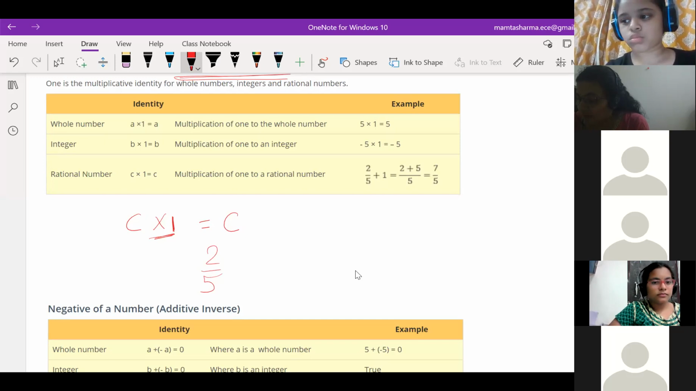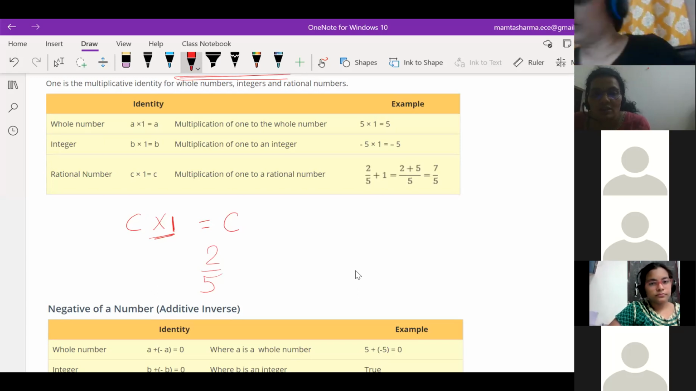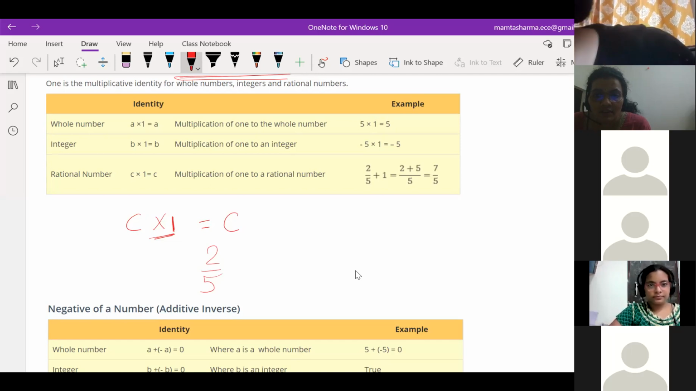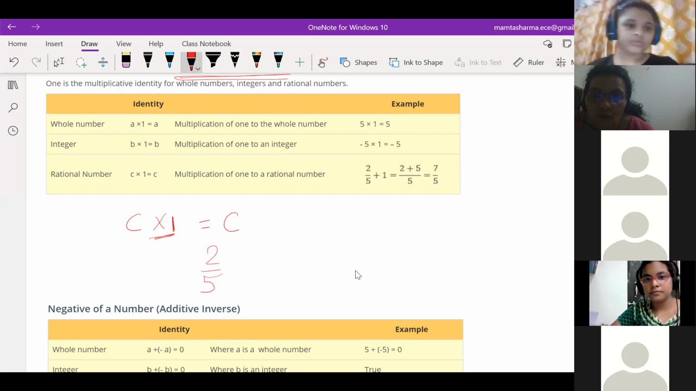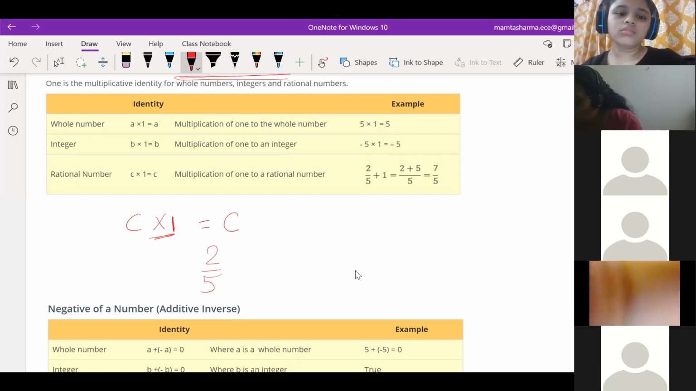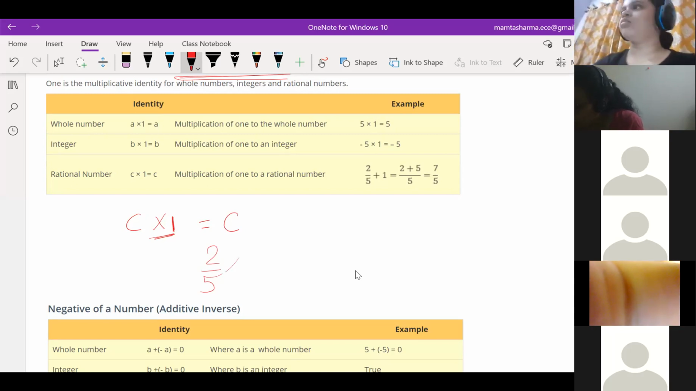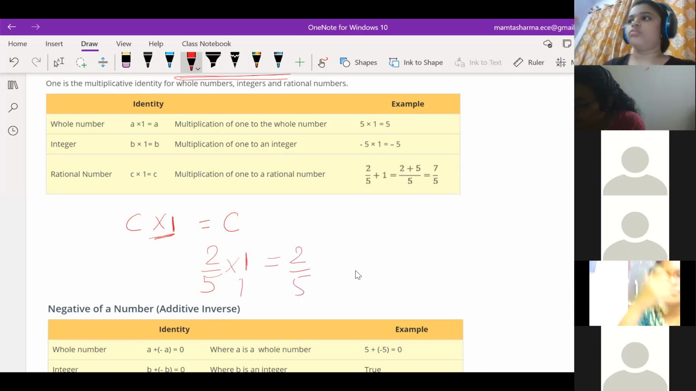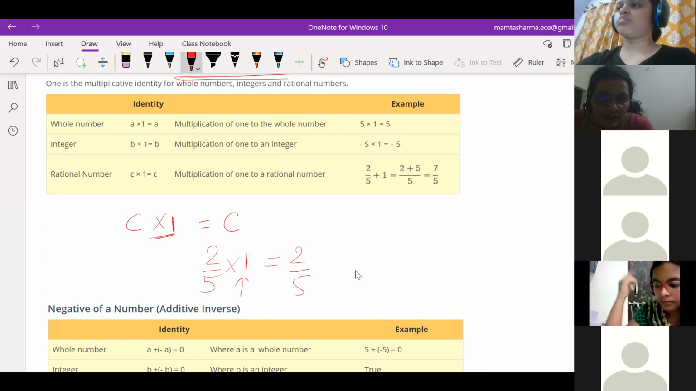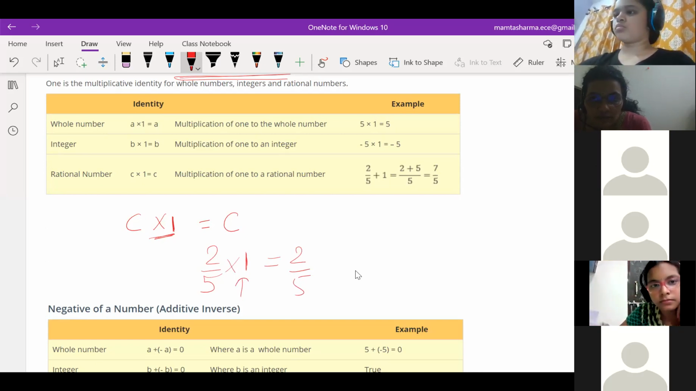If I multiply anything by 0, the whole result will become 0. 0 can be added, 0 cannot be multiplied. If you multiply 1000 by 0, the result is 0. So if you multiply this 2 by 5 with 1, you will get the same result. It means 1 is the multiplicative identity of this number.